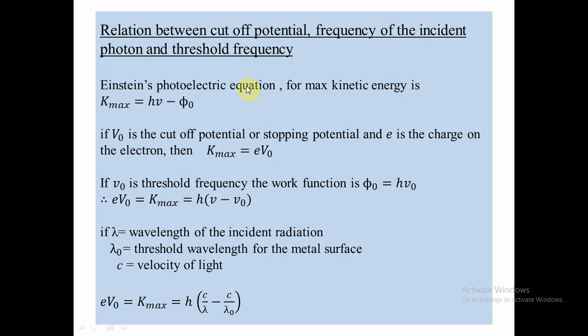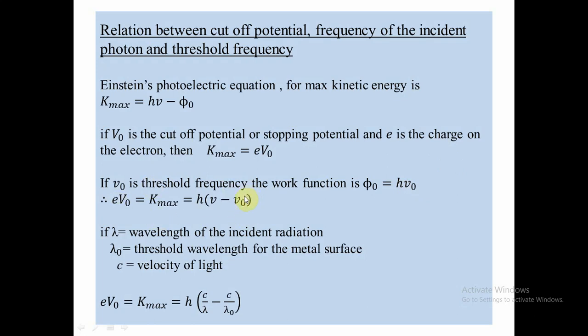Einstein's photoelectric equation for the maximum kinetic energy: K max is equal to h into bracket nu minus nu naught. If V naught is the cutoff potential or stopping potential and e is the charge of the electron, then K max is equal to e V naught. This is the equation we have to remember. We will use this when we are solving problems. And if nu naught is the threshold frequency, for the work function, in the previous equation we have studied phi naught is equal to h nu naught. If we substitute this, we will get this equation.